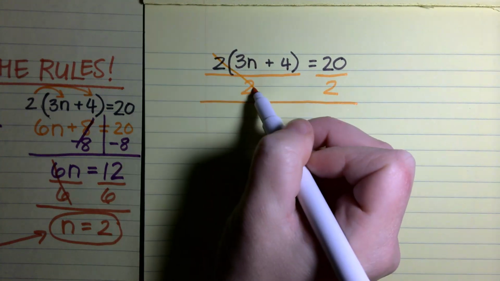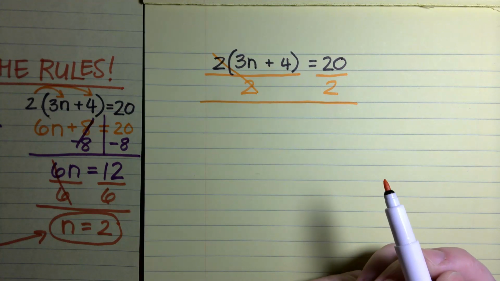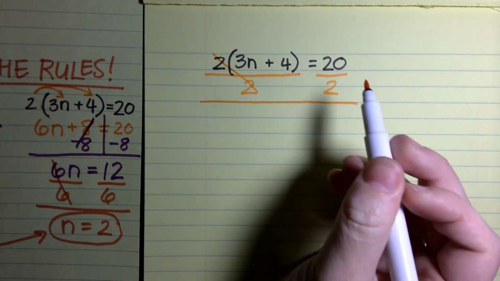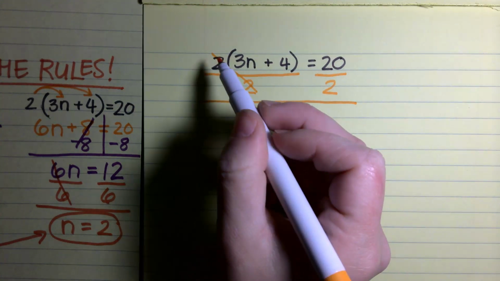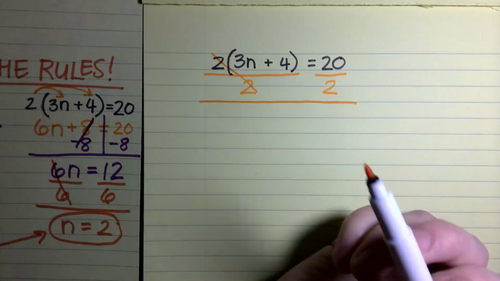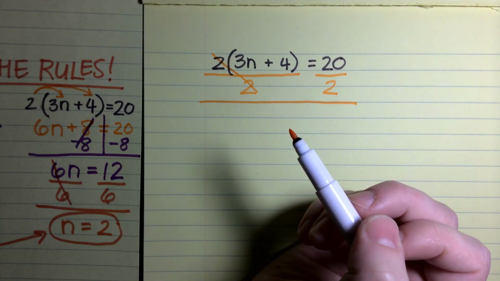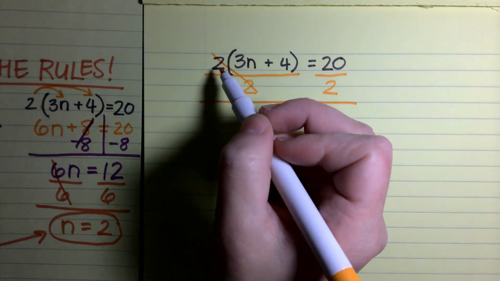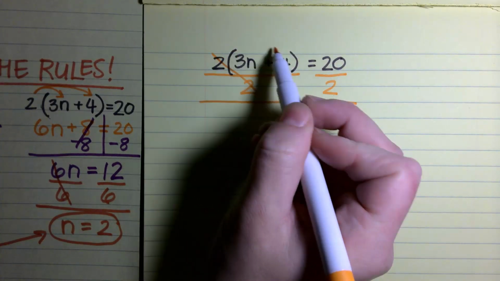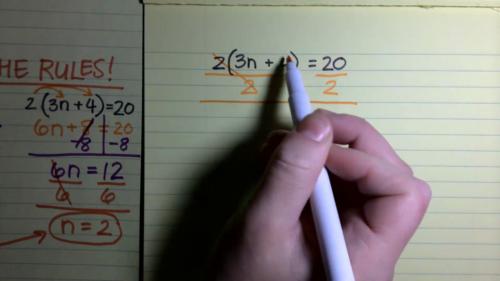And got rid of it. We could do that, guys. We could totally do that. Remember, distribution is just a multiplication problem. It just looks a little scarier, a little different. We're really just doing 2 times whatever this number is.